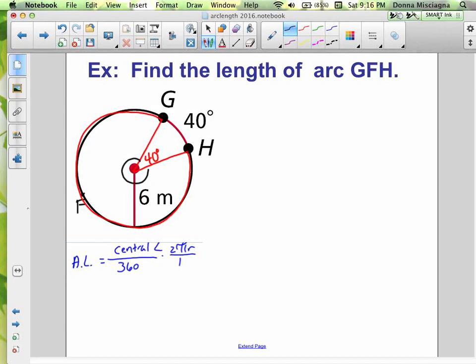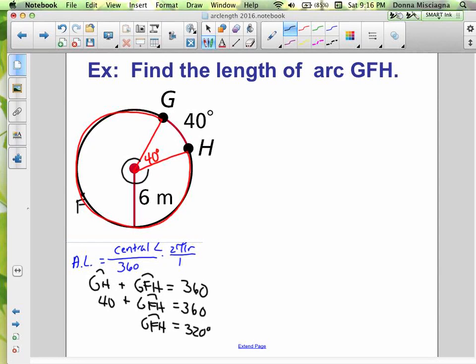So together, arc GH plus arc GFH add up to the entire circle. Since arc GH is 40 degrees, if we subtract 40 from both sides, arc GFH is 320 degrees. So that means this in here is 320 degrees, and that's our central angle.